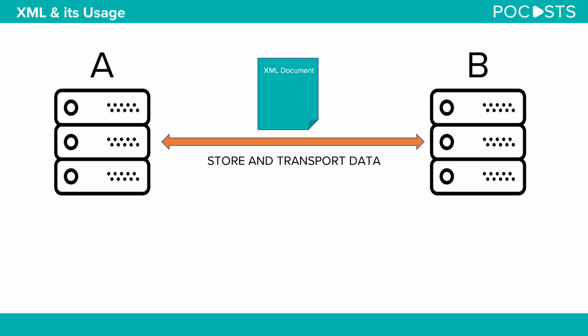As system B is aware that system A is going to send the data in XML, it actually opens the XML document, reads it, and then understands it. Similarly, system B can pass over different data using the same XML format, and then system A actually understands what system B has sent over. This is how system A and system B can communicate with a common language, that is an XML language.